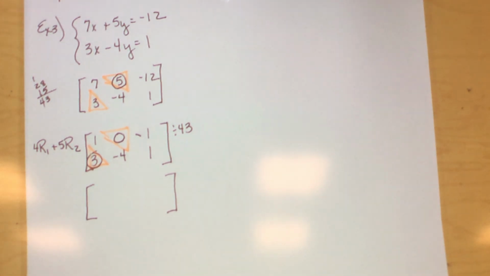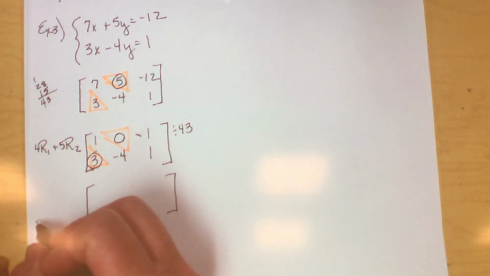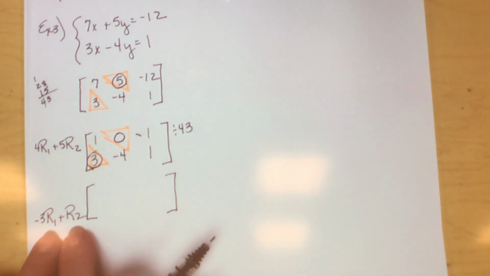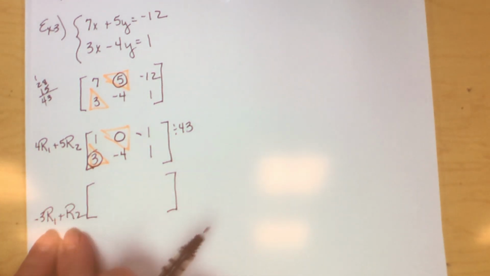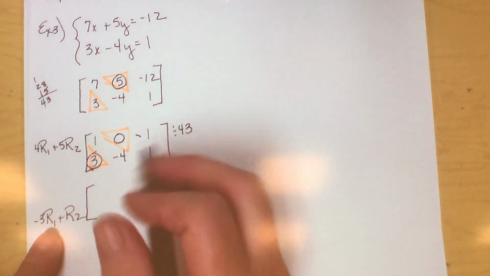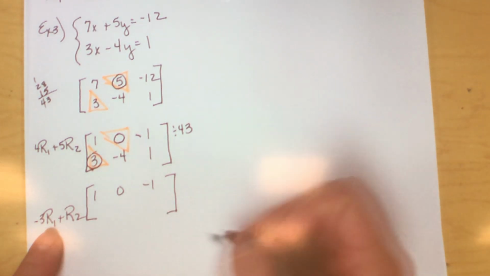What do your directions say? 3 times R2. 3 what? Negative 3 times R1, plus R2. Very good, Presley, negative 3 times R1 plus R2. Make sure you put them in the right place. Don't put them up there. They go down here. Are we messing with row 1? No. Write that down.